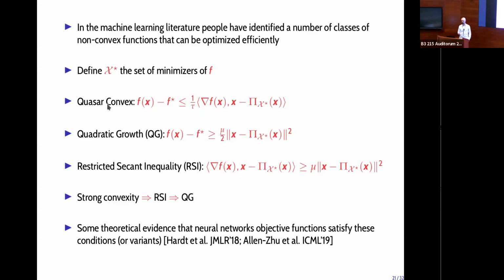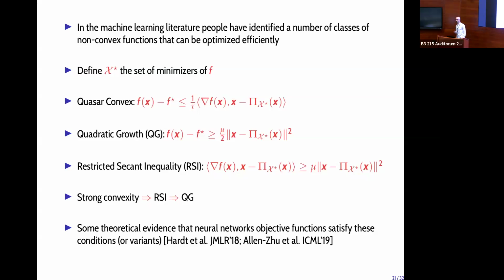We consider three classes of functions and intersections between them. First of all, let me denote by X star the set of minimizers of F. We don't assume that the minimizer is unique, so there might even be an infinite number of them. The first notion is called quasar-convex. Basically, if you put tau equal to 1, this is just convexity. So this is f(x) minus f star is less than the gradient of f at x times x minus the projection of x onto the set of minimizers. If there is a global minimum, this is just x star. But if there is no global minimum, this is the actual precise definition. If tau is equal to 1, this is just convexity.